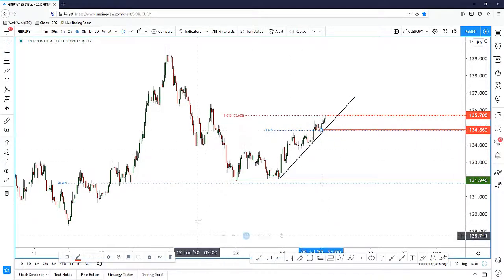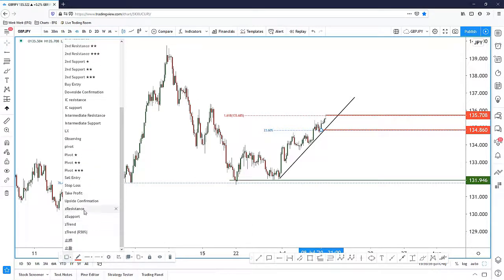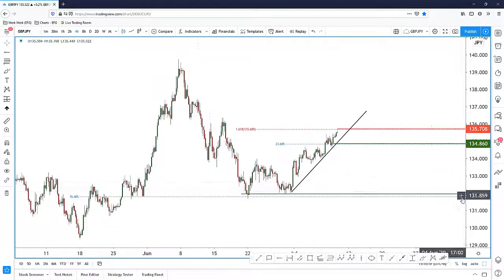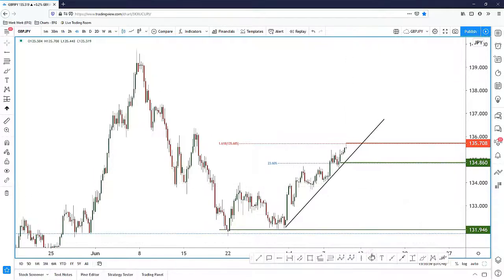So right now, this is what I see. There are two scenarios here. One scenario is price comes back down to test this trend line at the 23.6 area and then continues its upward push. That's the first scenario. The second scenario is that price breaks above the 161.8, makes a small pullback and continues its upward push. So these are the two possible levels of entry that we have.